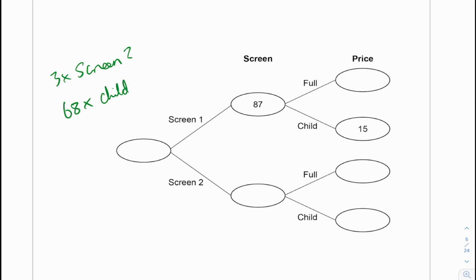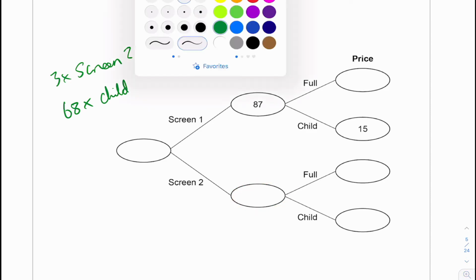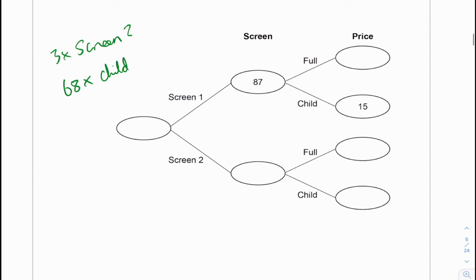So we are told in this branch here how many people are at screen 1, and that is 87, but there are 3 times as many at screen 2. So to work out this value here, we do 3 multiplied by our 87, which is equal to 261. So this value here is 261. The way I did this in my head was 3 times 80, which is 240, plus 3 times 7, which is 21. Add them together, you get 261. So we've completed that part.